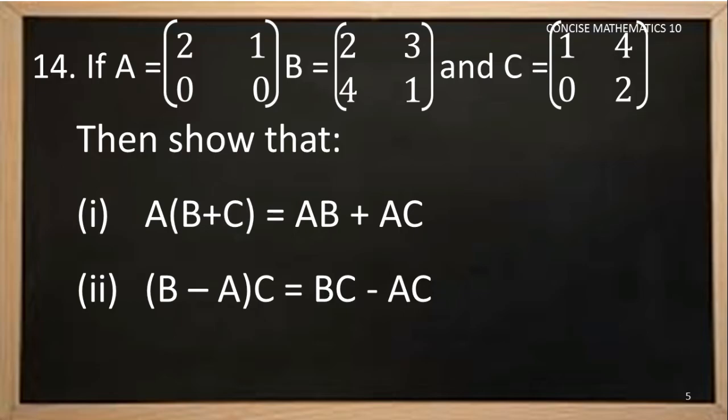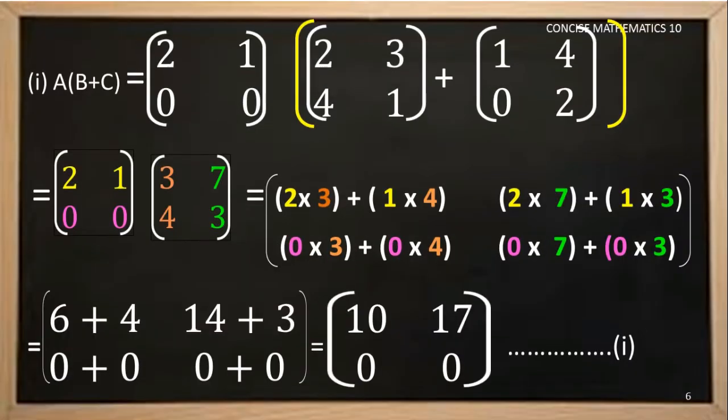Let us proceed with the solution. First step, B plus C. Consider all the elements of B and C corresponding elements. Try to add here. So I have taken complete A of B plus C in one step. You can just note down for B plus C there is a bracket over here, and shall we add B plus C now? 2 plus 1 is 3, 3 plus 4 is 7, 4 plus 0 is 4, 1 plus 2 is 3. So this is A and this is B plus C.